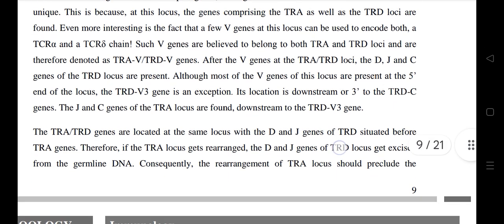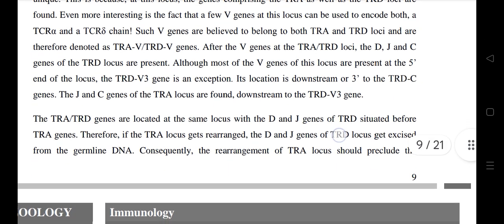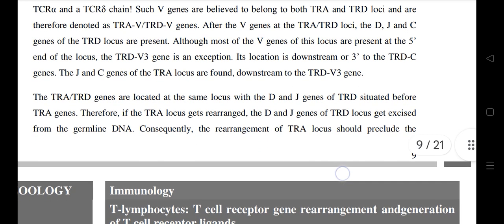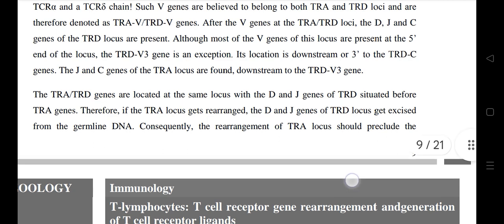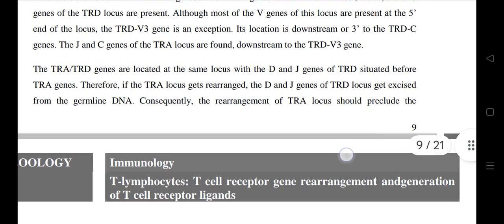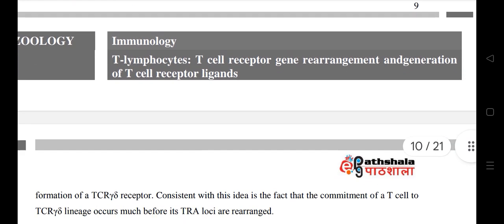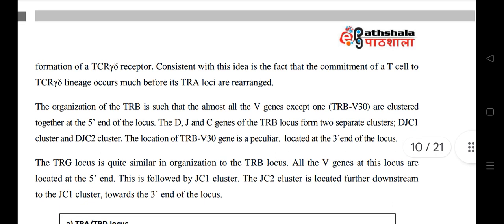The TRAV/TRDV genes are located at the same locus with the DJC genes of TRD situated before the TRA genes. Therefore, if the TRA locus gets rearranged, the V, D and J genes of the TRD locus get excised from the germline DNA. Consequently, the rearrangement of the TRA locus should preclude the formation of a TCR gamma delta receptor. Consistent with this idea is the fact that the commitment of a T cell to the TCR gamma delta lineage occurs much before its TRA loci are rearranged.